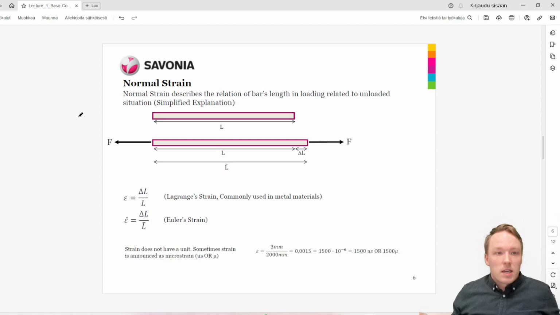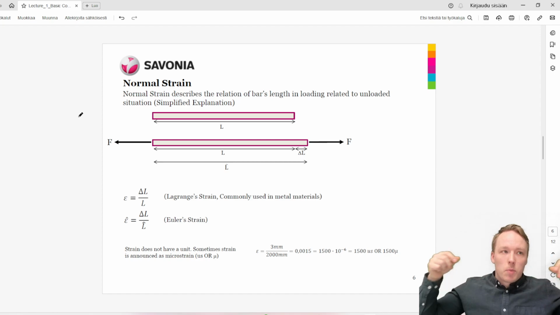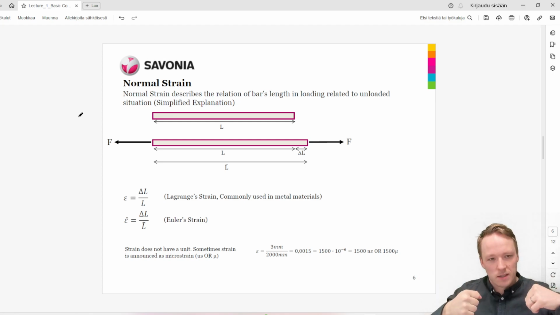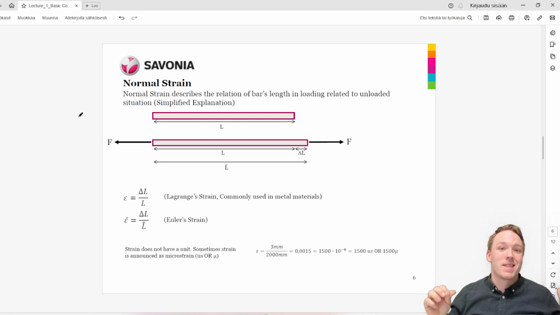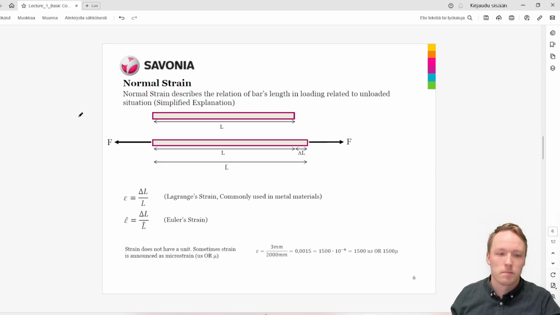The next really important thing is to understand that when we apply load to a material, when we pull or push it, when we apply tensile or compressive loads, the length or the size of the material will change. And the change in the length is called strain. The strain is the relative change in the length of the material, so it's kind of like what percentage the material's length has changed.